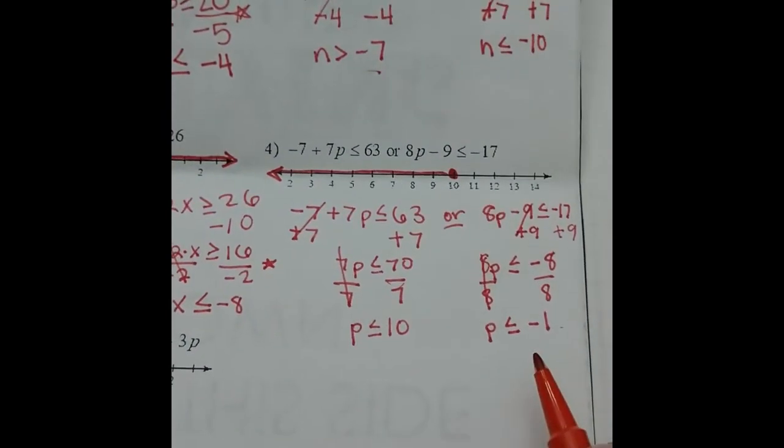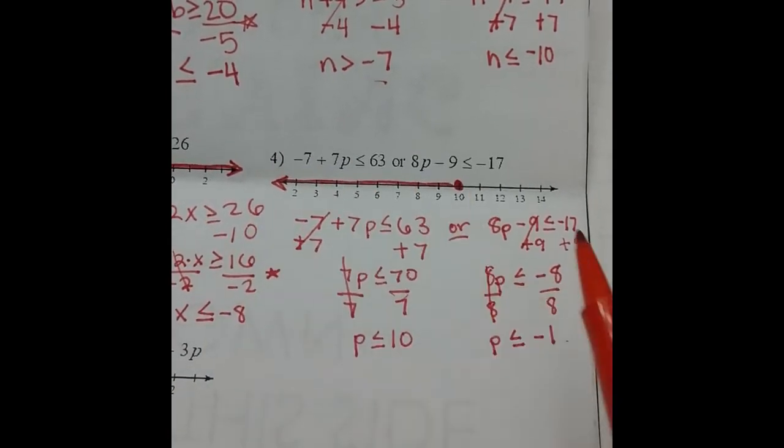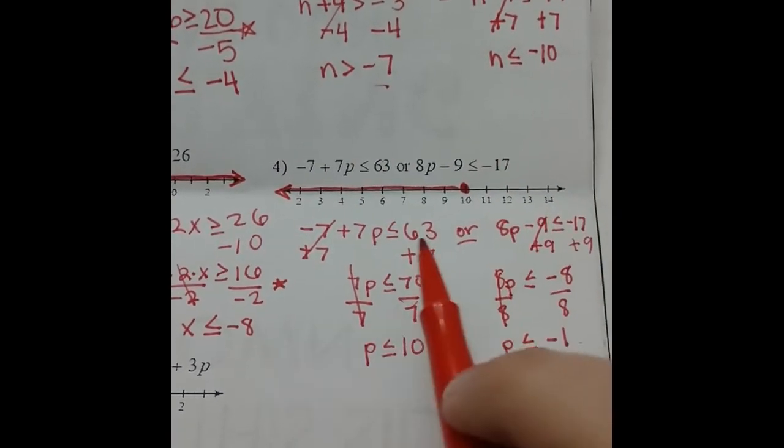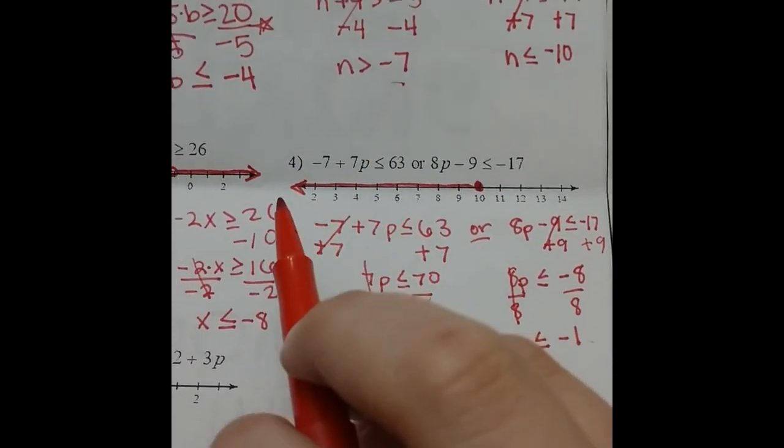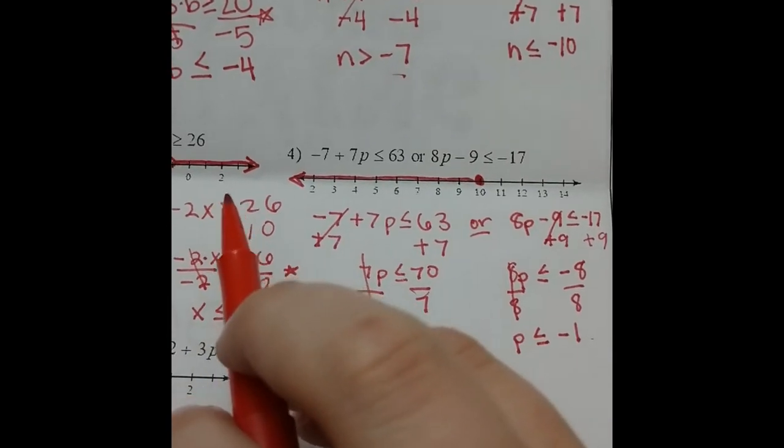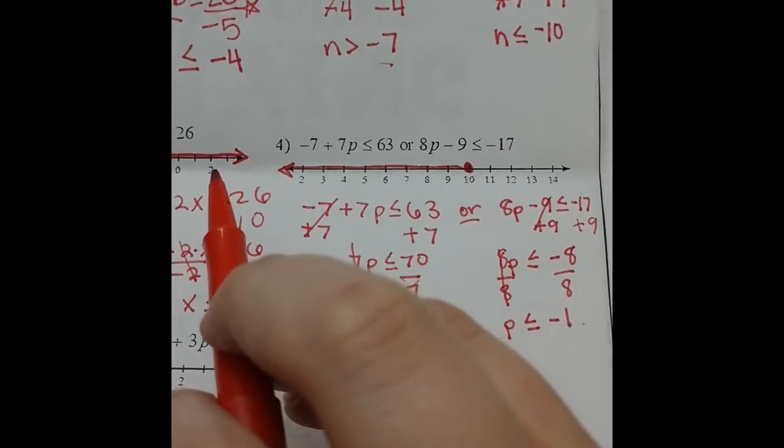Now think about this one. -1 is not on this number line that we see, but as you see, as it's counting down, -1 is going to be over here somewhere and show up along the number line.